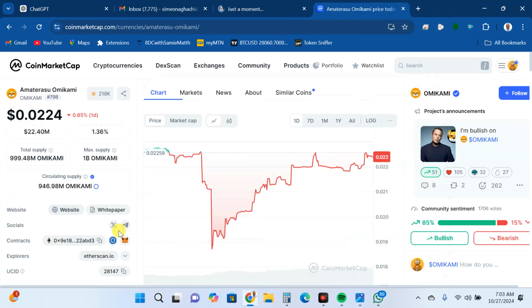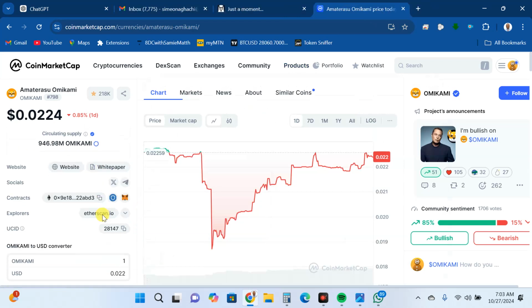If you click on this place, it's going to take you to the Telegram community, and that would be it for that one. Then if you click on this place, it's going to take you to Etherscan, where you see details about Omikami, but we're not going to do that. This is a course about CoinMarketCap.